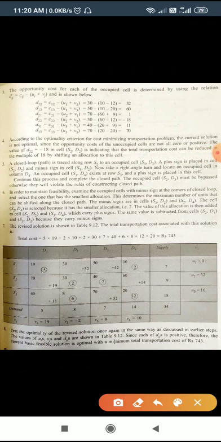For the opportunity cost we use the relation dij equals cij minus (ui plus vj), for all the unoccupied cells. For the unoccupied cells, all are positive except minus 18. So d22, second row and second column, has an opportunity cost of minus 18. So we assign units to this cell using a closed loop.